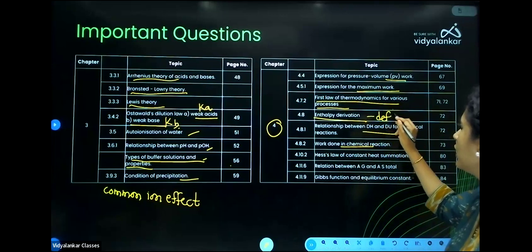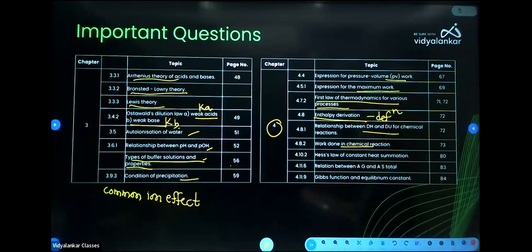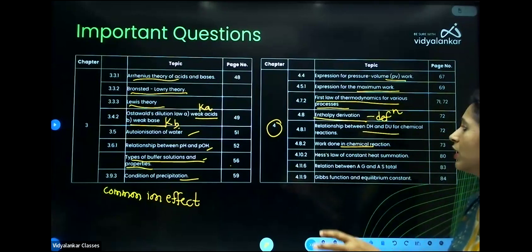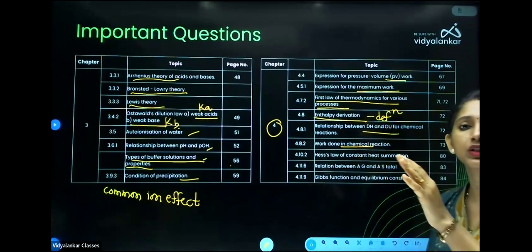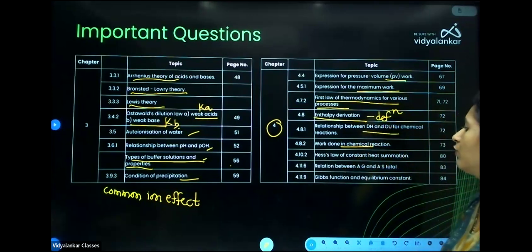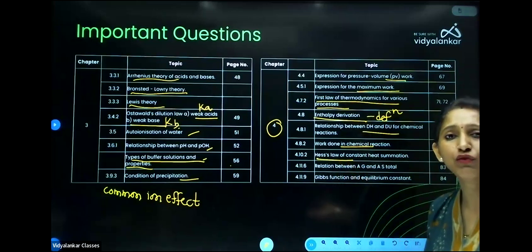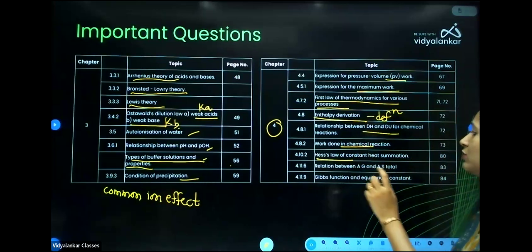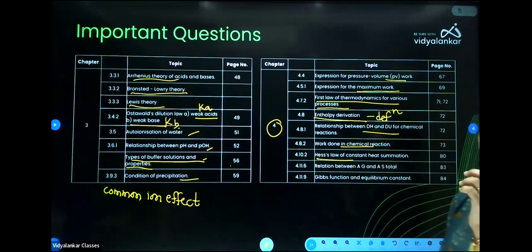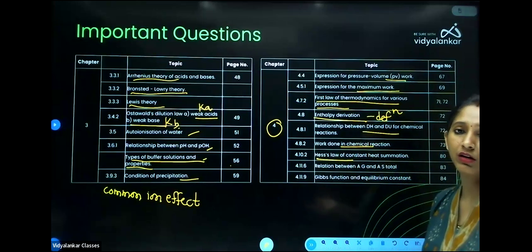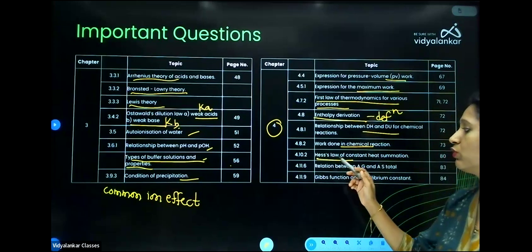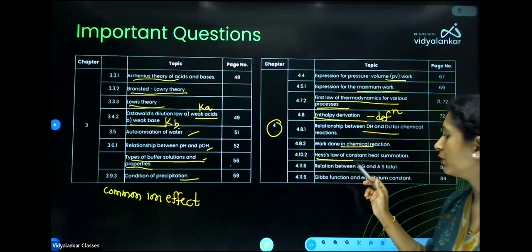So do not skip any of the enthalpy definitions, which will definitely be there in the paper for at least 1 to 2 marks. After that, there is a statement that generally comes for 2 marks, as the question is mostly framed as: state Hess's law of constant heat summation with a proper example. So you need to explain it considering the example.